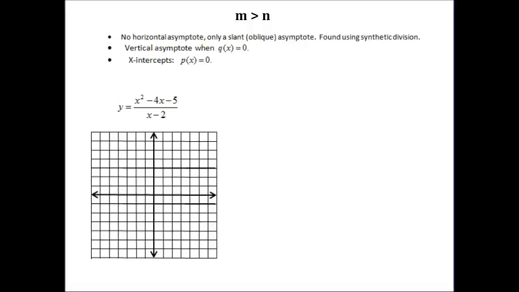Now let's go to our last case when m is greater than n. When m is greater than n, we have no horizontal asymptote, only what we call a slant or oblique asymptote. And we find this using synthetic division. Yay, synthetic division. Remember, we did this a while ago, and here it comes back and we get to use it again. Vertical asymptotes and x-intercepts are found exactly the same way. The vertical asymptote is where the denominator turns to 0, and the x-intercept is where the numerator turns to 0.